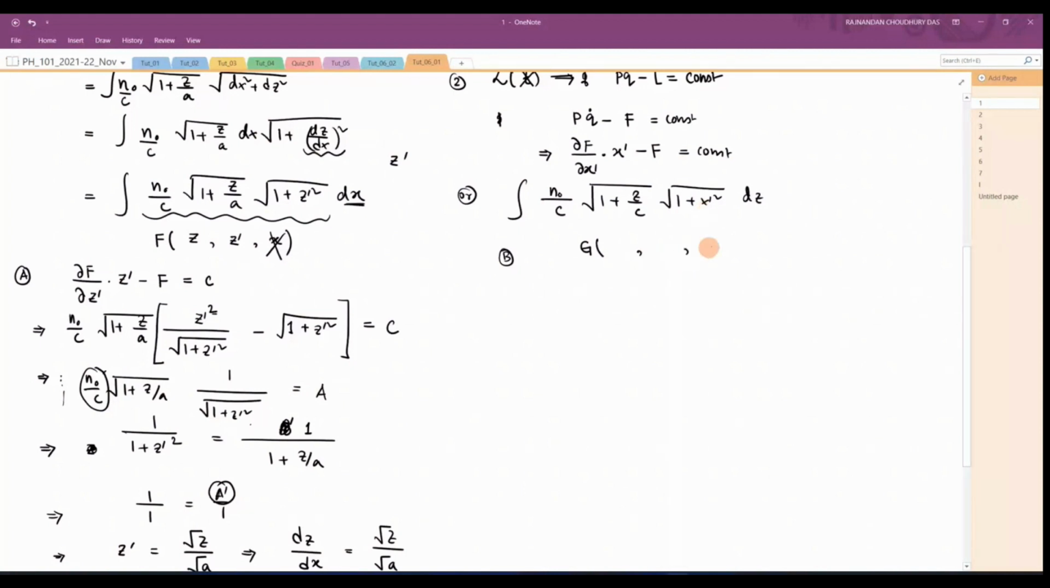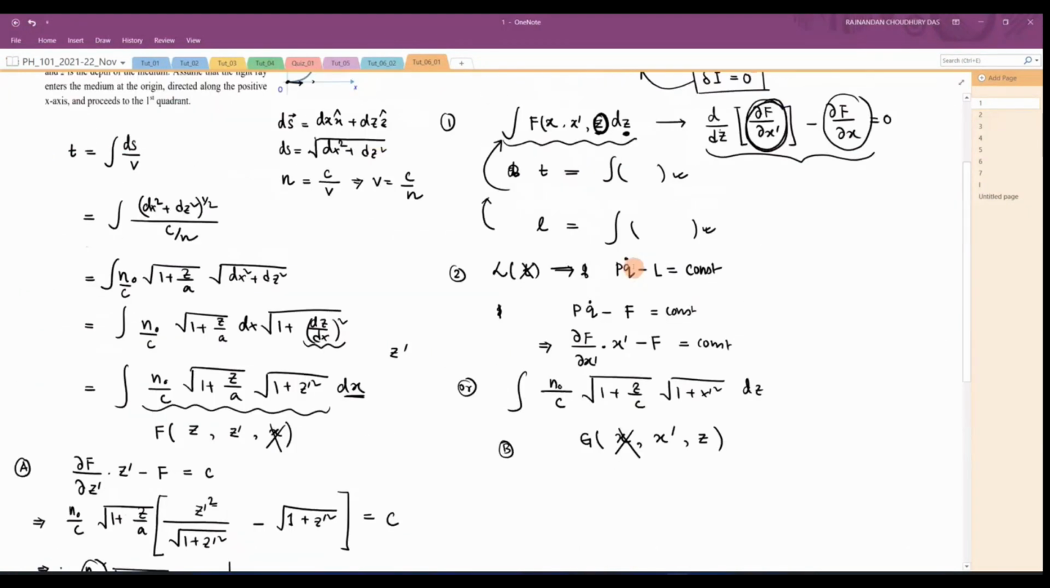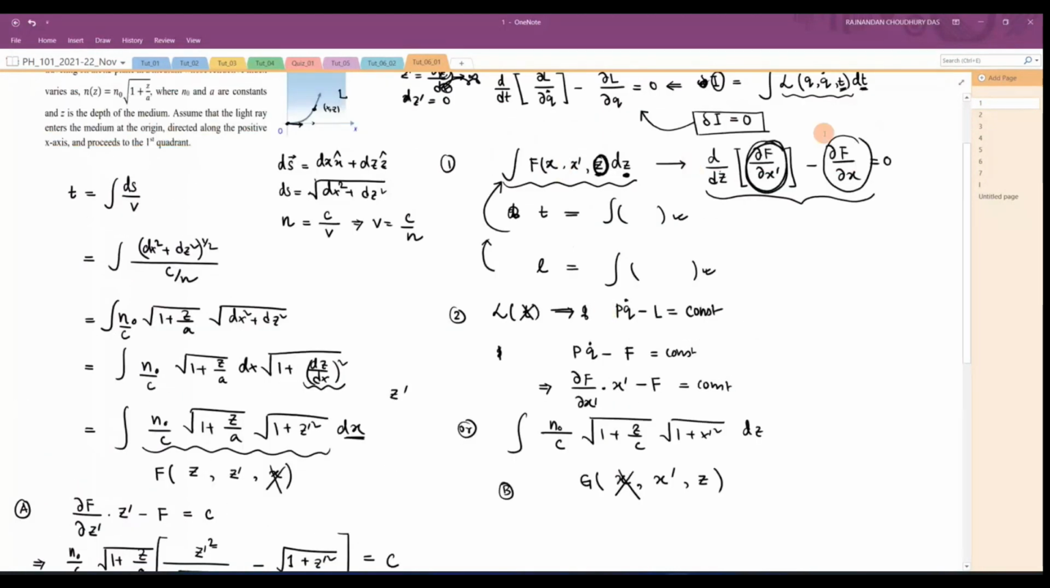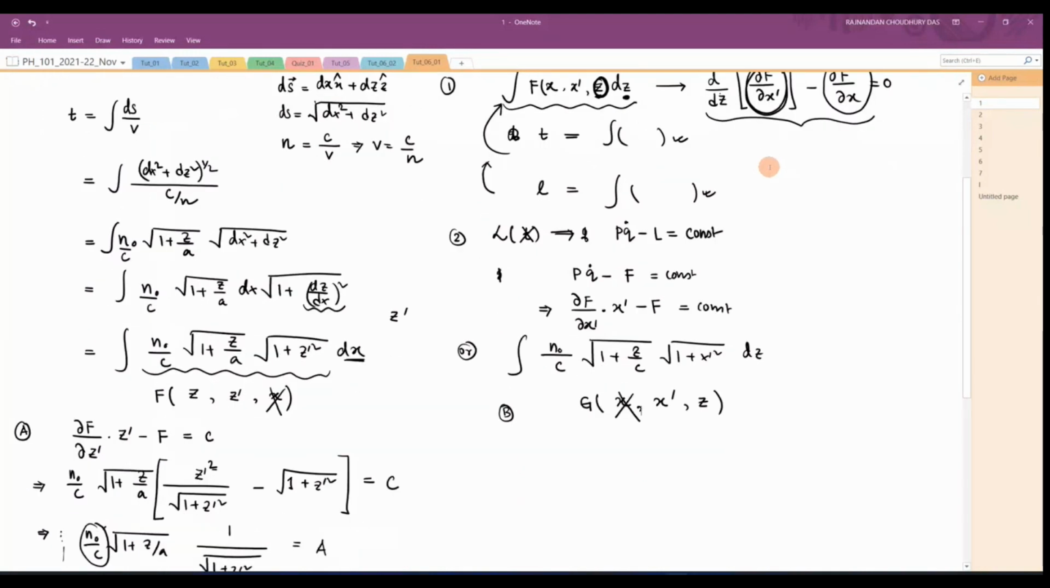What are the independent variables? In place of t, you have z. Then again, you have some x and you have some x prime. But if you write in this form, you are lucky that your g is not having explicit x dependency. Now, if your g is not having any explicit x dependency, then this part will become 0. That means df by dx prime will become constant. Are you guys with me? Yes, Bhaiya. Yes, Vijay. Okay, good.